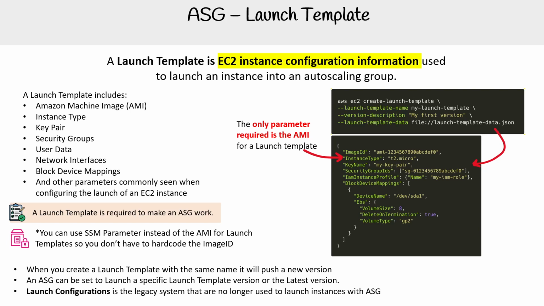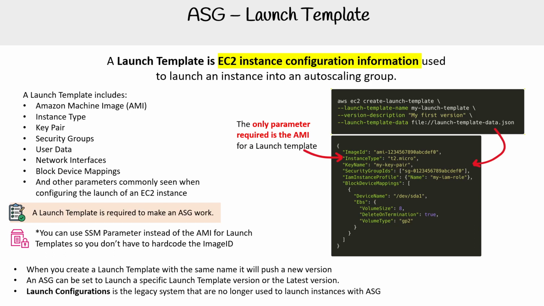Okay. And a launch configuration, if you'll see this term come up, is the legacy system that is no longer used to launch instances with ASG. The docs still have a lot on them because some users still have them kicking around, but you'll not find it in the AWS Management Console anymore. It probably still does exist via the AWS CLI. It's not going to show up in your exams anymore. Launch template is the way to go.